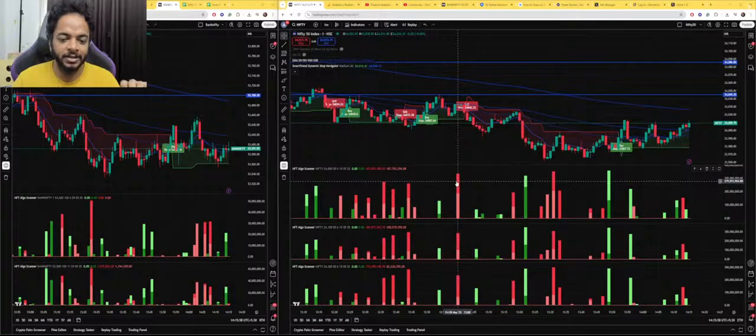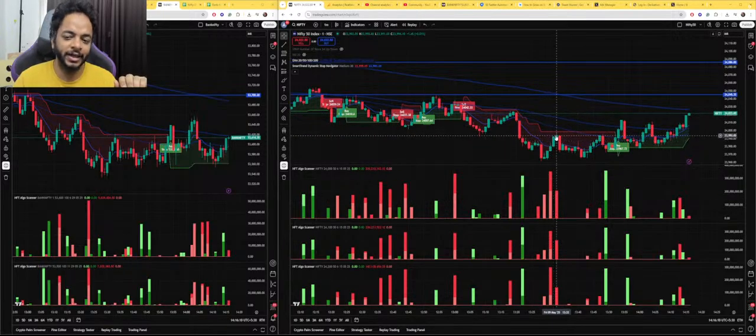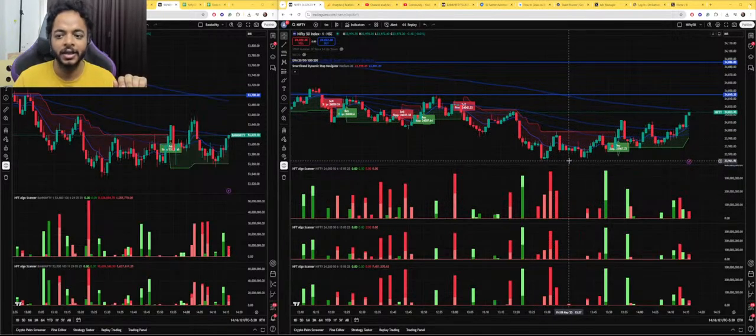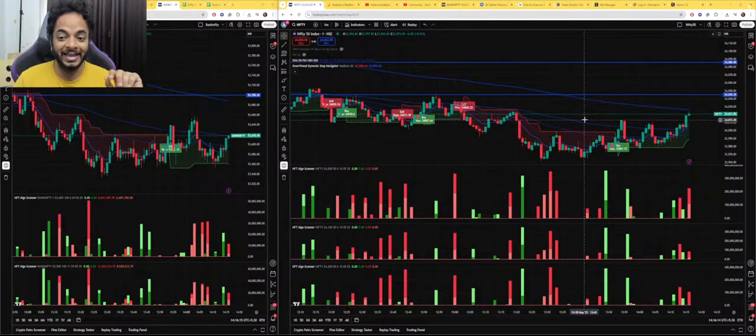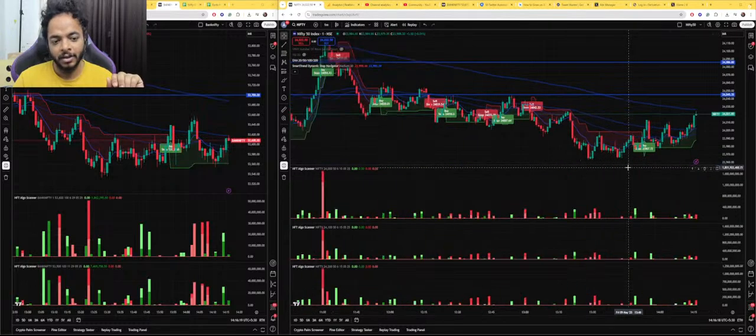The time, as you can see, is 1 p.m., where this came and then the fall came. Even here as well, there were two green candles after that, but again the fall came. So even with a small fall, scalpers can scalp.